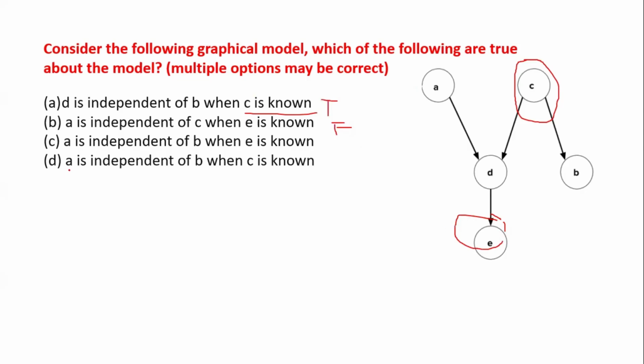Now, A is independent of B when C is known. If we remove this C, then A is independent of B. So that means it is true. So option A and option D are true. These are my answers. Now, next question. Consider the following graphical model. Which of the following pairs of random variables is independent?